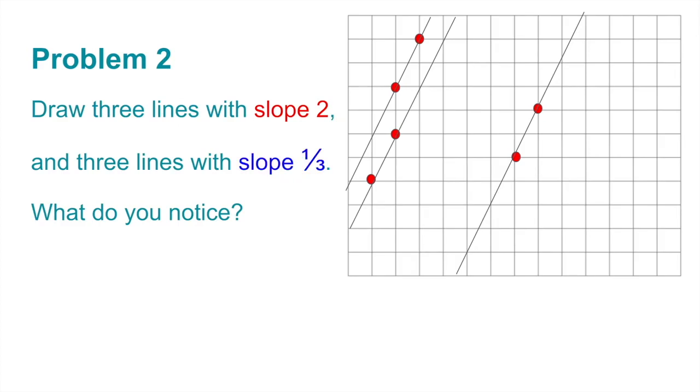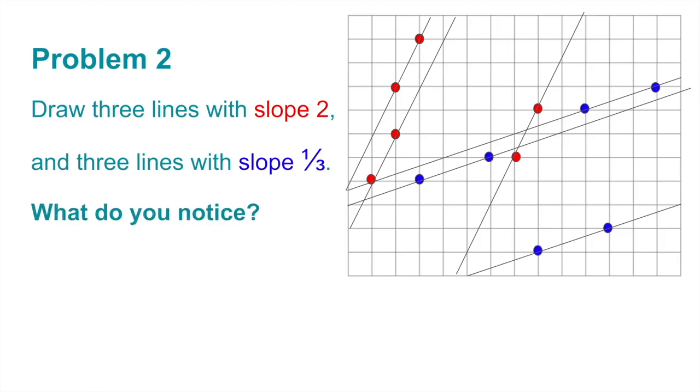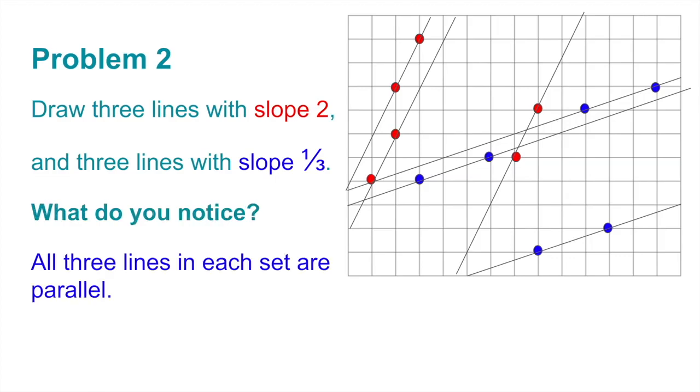Now for the slope 1/3. I'll start with a point, I'll rise up 1, and then I'll run over 3. I'll put another point somewhere. I'll rise up one and run over three. For the last line, I'll put a point somewhere. I'll rise up one and run over three. What do you notice about these lines? They're also parallel. So what do you notice? All three lines in each set are parallel.